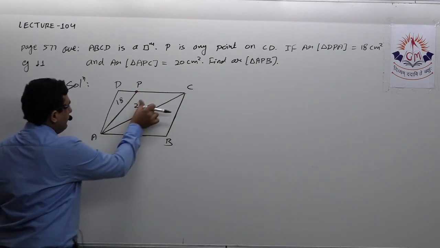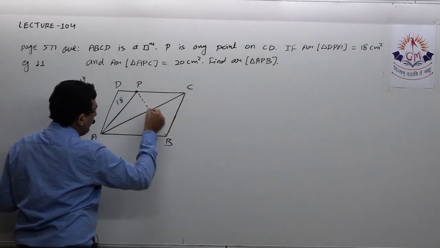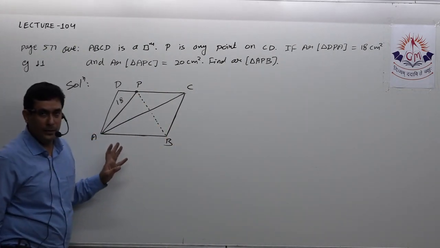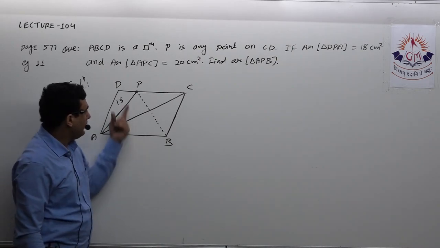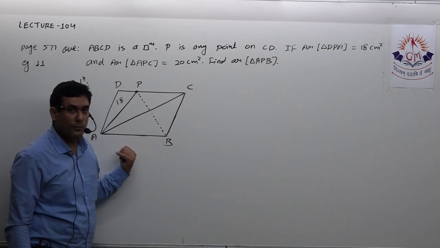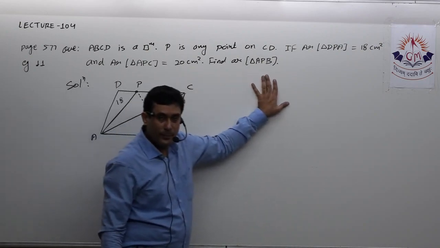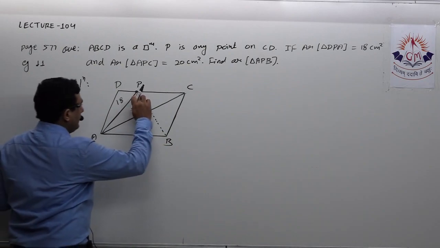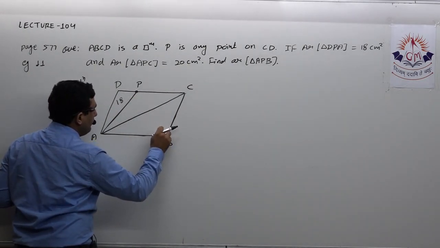So suppose if I join this, the very first thing that should come in my mind is that this triangle APB and this parallelogram ABCD are on the same base and between same parallels. So area of this triangle APB will be half of the area of parallelogram ABCD. It means to get the area of triangle APB, I need to find the area of parallelogram ABCD. Now let us see with the help of the given information how we'll find that.